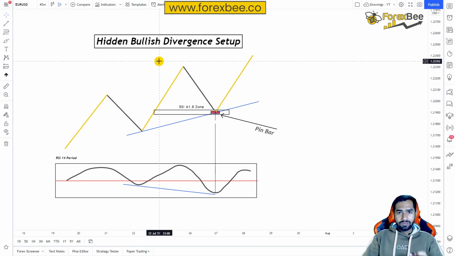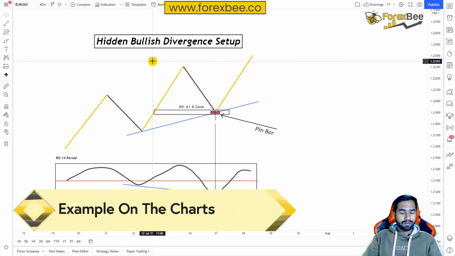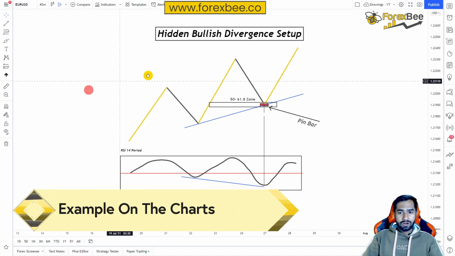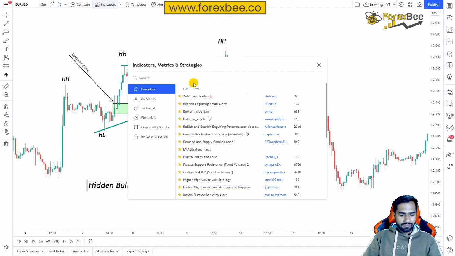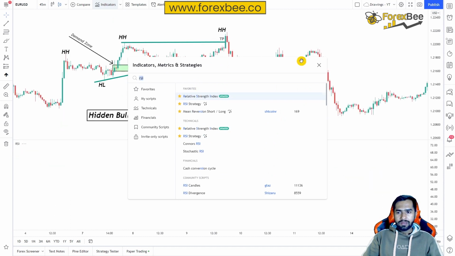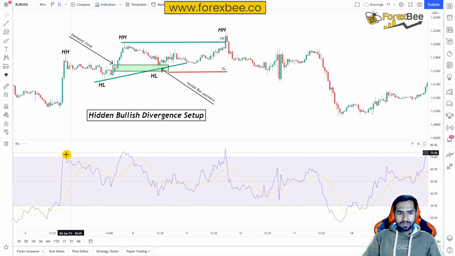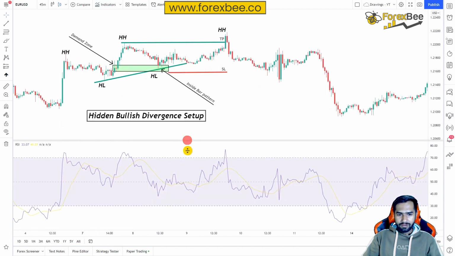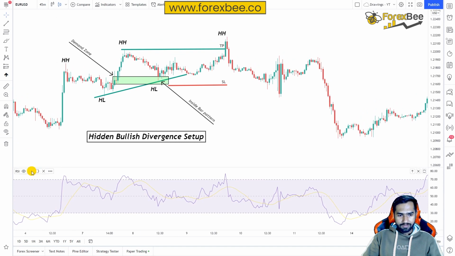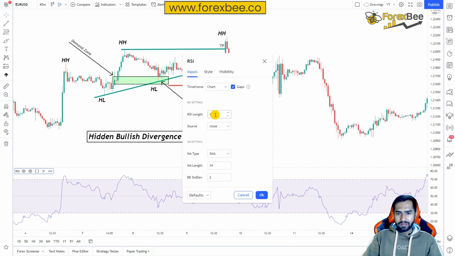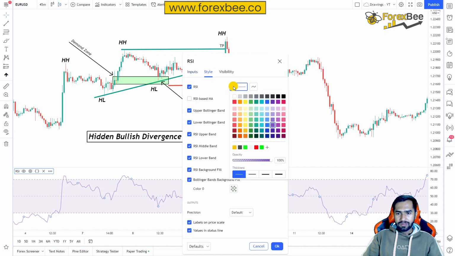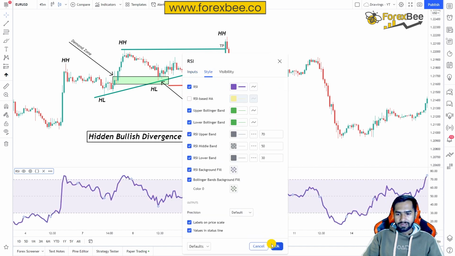If you haven't caught on to what it means, I'm going to show you in an example right now. So let's move towards the charts. Here we can see a hidden bullish divergence setup. Let me apply the RSI indicator. Let me go here and tap RSI, and here we can see the RSI oscillator. Let me go to settings and hide the RSI based moving average, and also increase the width of this RSI indicator.